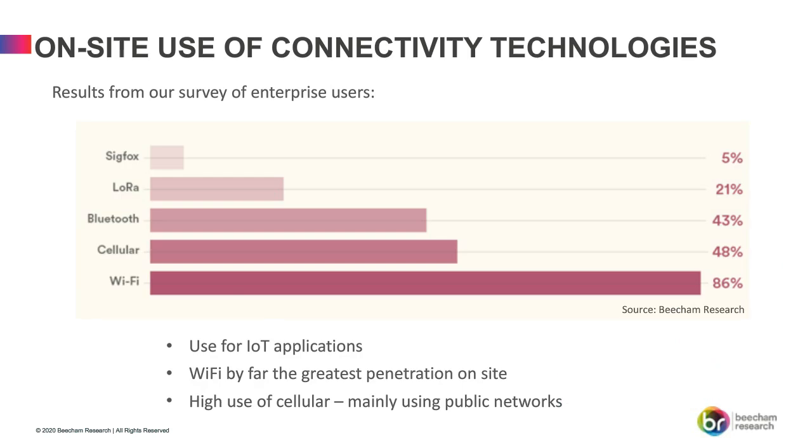Turning to on-site use of connectivity technologies. We did a survey a little while ago now, but this shows some of the results of that. This is for use for IoT applications. And we showed that Wi-Fi is by far the greatest penetration on-site at 86%, followed by cellular. But most of that is used via public networks, not necessarily private networking.